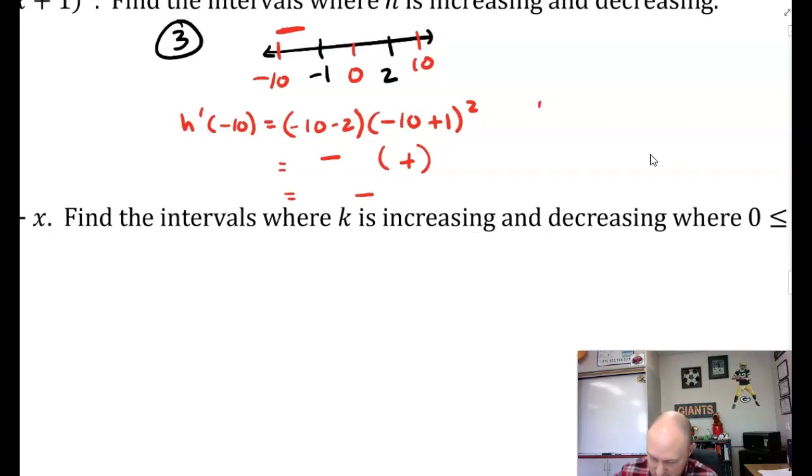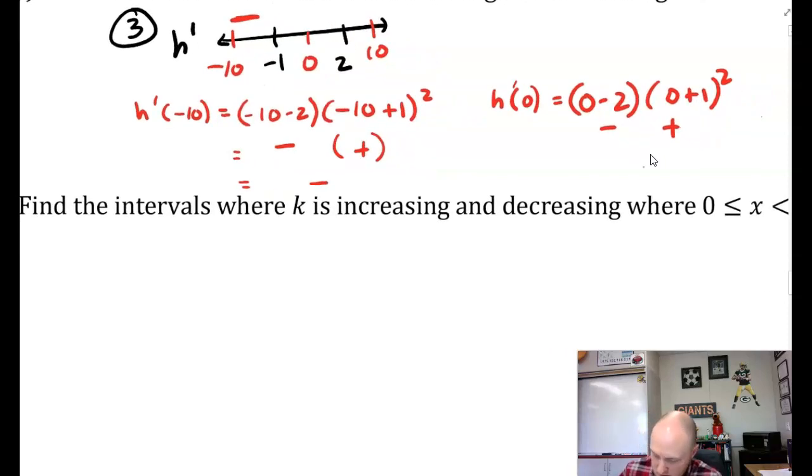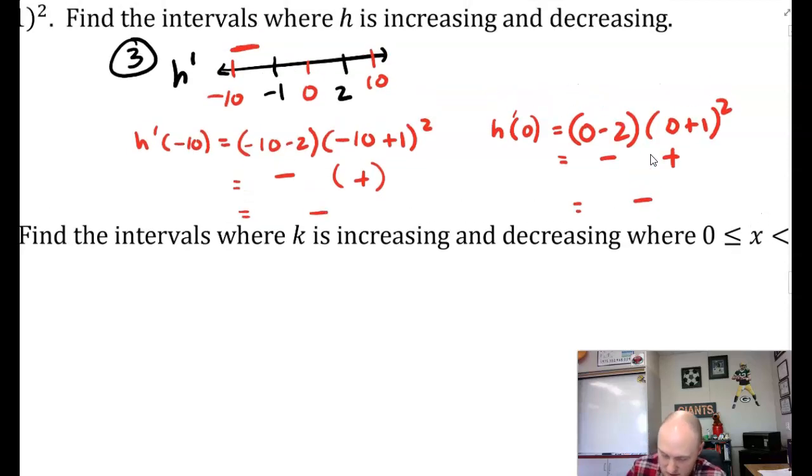We can go ahead and test 0. Oh, I forgot my h prime here. This is the h prime sign chart. h prime of 0, so I plug this in. We get 0 minus 2, that's negative. And then we have 0 plus 1 squared, that's positive. So this is negative. This is negative, so still negative on this interval.